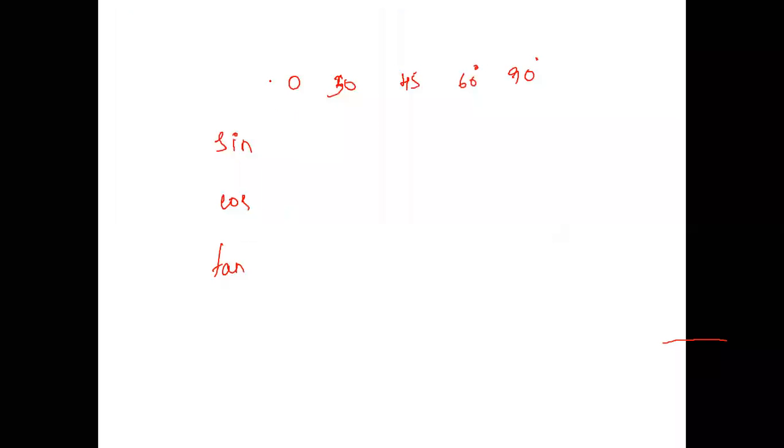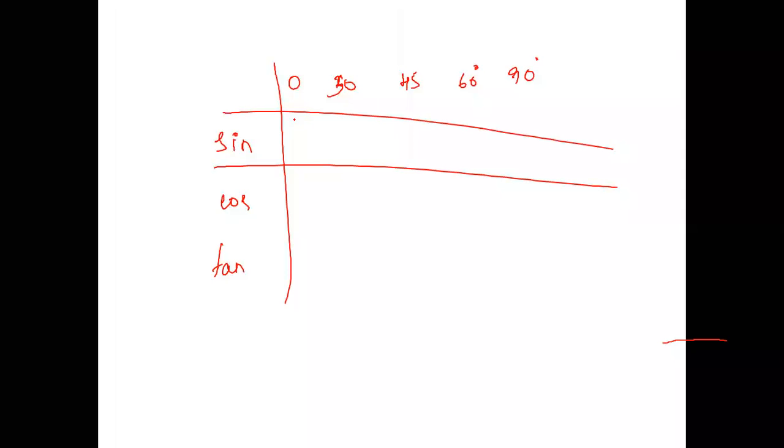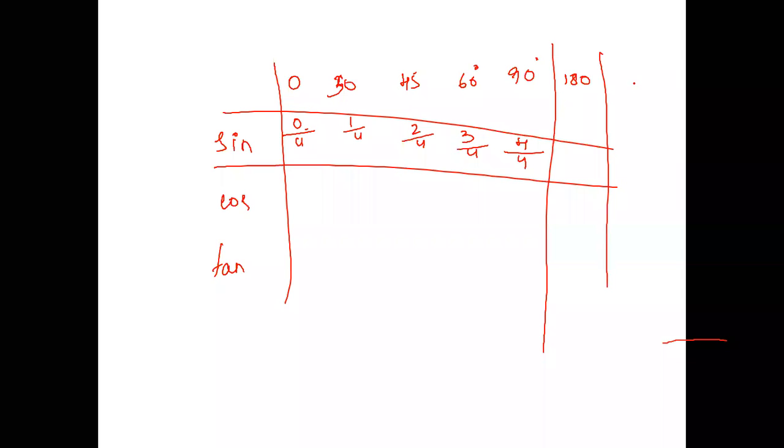First, for 0, you have to write 0, 1, 2, 3, 4. Then you have to divide by 4. Then you have to take the square root, correct? Good. So now from 90 to 180, 270, 360.